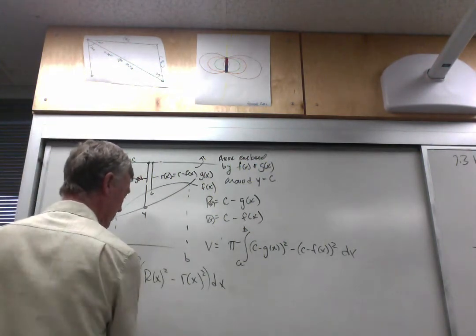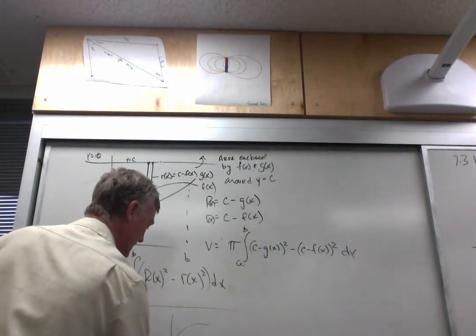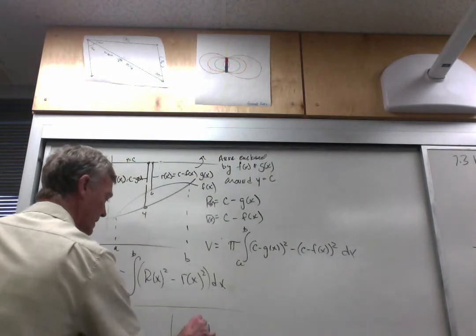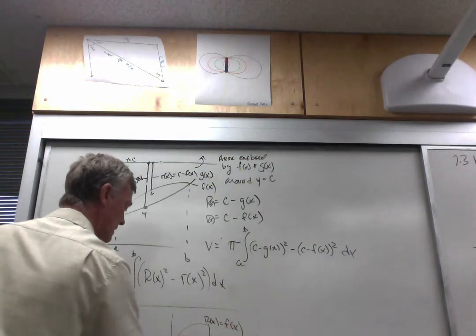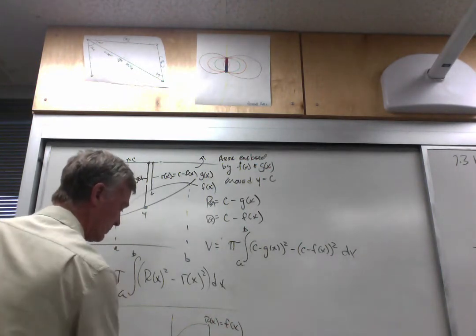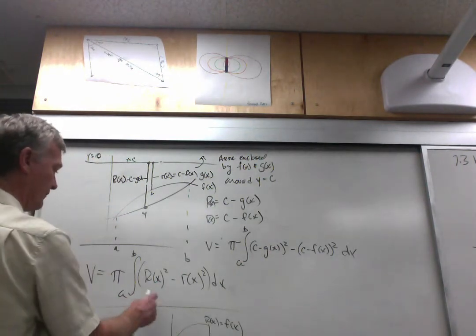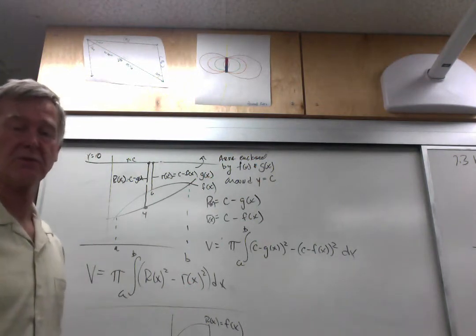When we had a problem touching the x-axis and we're revolving around the x-axis, my big radius is actually my f of x. My little radius is actually 0, because there's no radius there to cut out. If you plug that back in, it's really f of x squared minus 0 squared.